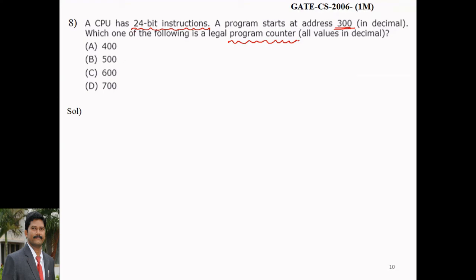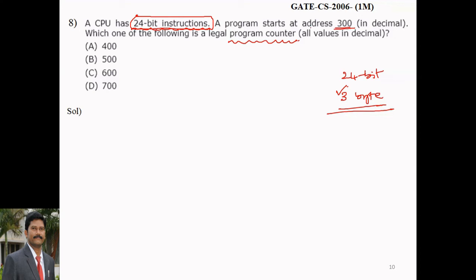Now, 24-bit instructions are given. Then how many bytes is each instruction? 3 bytes, because 8 bits, 8 bits, 8 bits, total 24, so 3 bytes. That means the program counter increments by 3 locations for every instruction, because each instruction is 3 bytes. A 24-bit instruction format requires 3 bytes, right? So the program counter increments by 3 bytes for every instruction fetch.